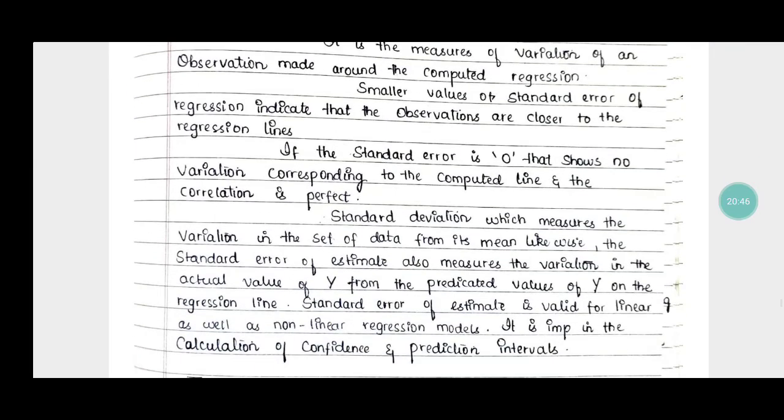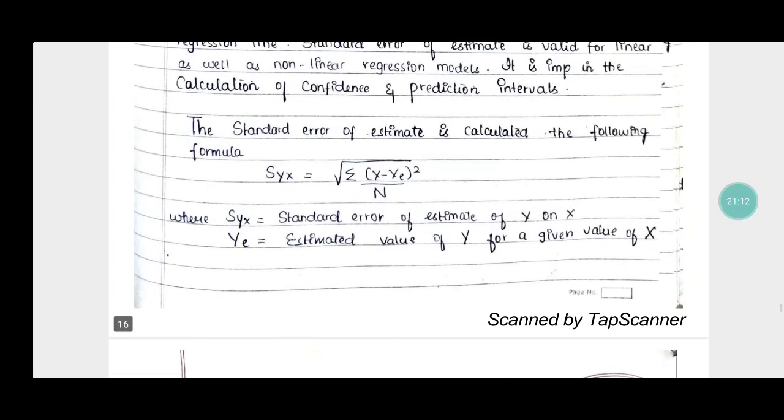The standard deviation measures the variation of y from the predicted value of y on the regression line. The standard error of estimate is valid for linear as well as non-linear regression models. It is important in the calculation of confidence intervals as well as prediction intervals. The formula is SYX equals the root of the summation of (y minus ye) whole square divided by n.